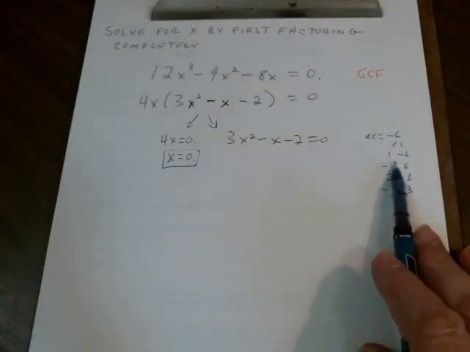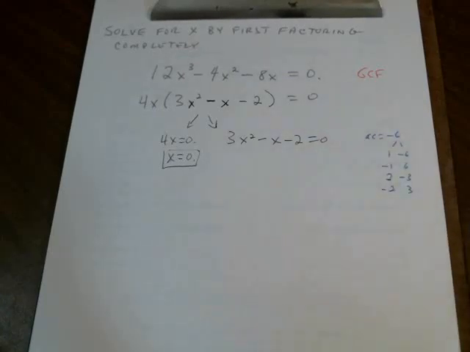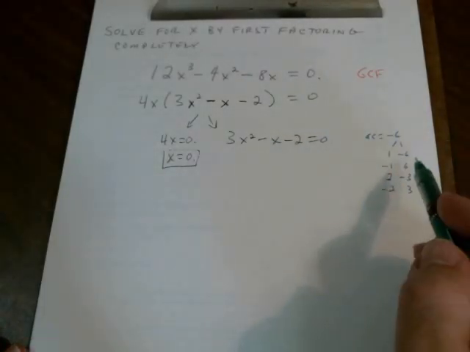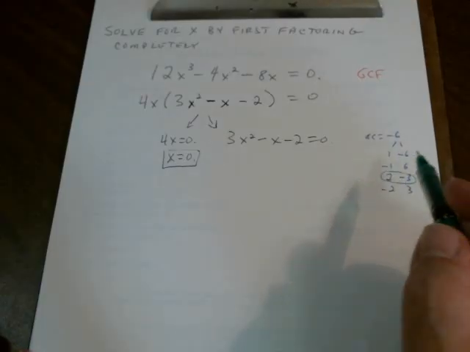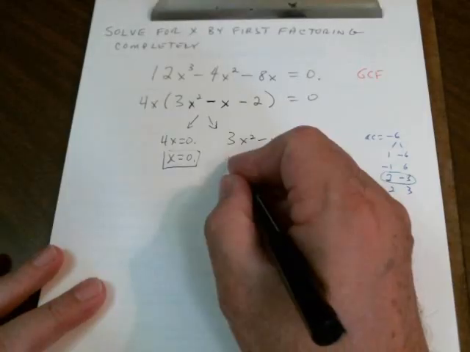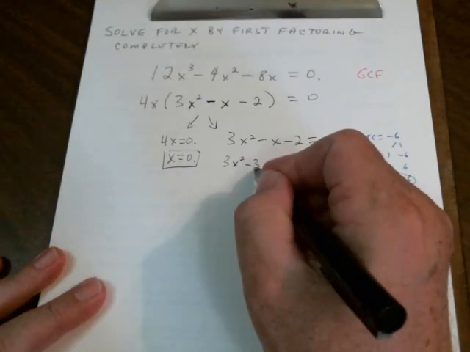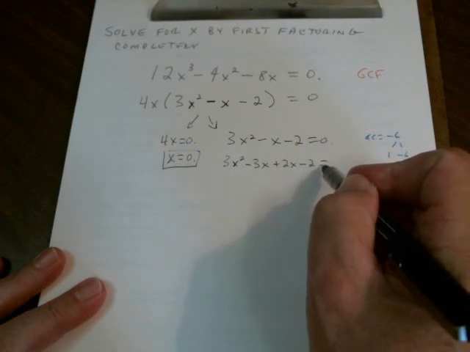So now we have this list here, 4 rows of numbers. All these rows multiply to be negative 6, but one row adds up to be negative 1. The B. Let's see, what would that be? This guy right here. 2 minus 3 is negative 1. Therefore, we split the middle term. 3x squared minus 3x plus 2x minus 2 equals 0.